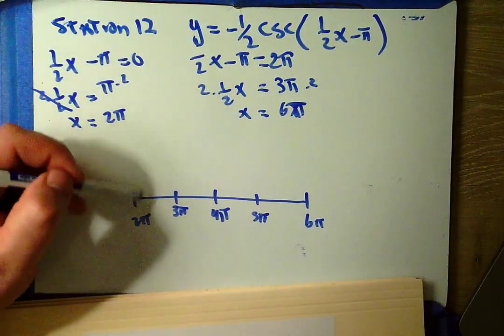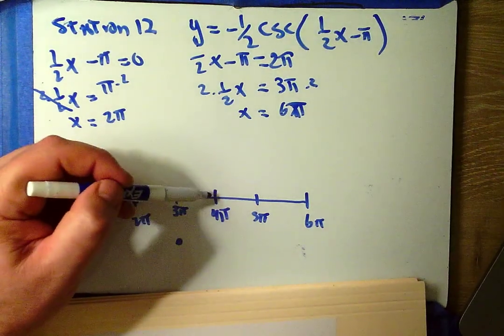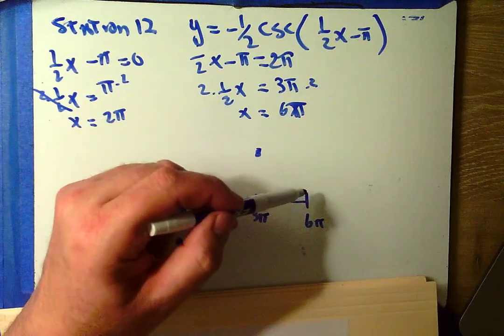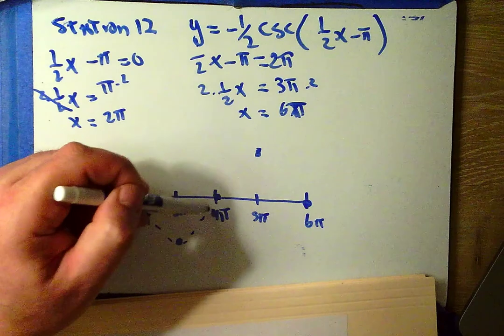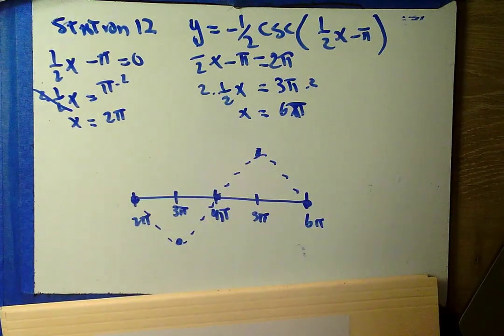So I'm going to start on the midline. I'm going to go down to the bottom. I'm going to come back up. I'm going to reach my high point, and I'm going to come back to the midline. So this would be my negative sine graph, but we want a cosecant.